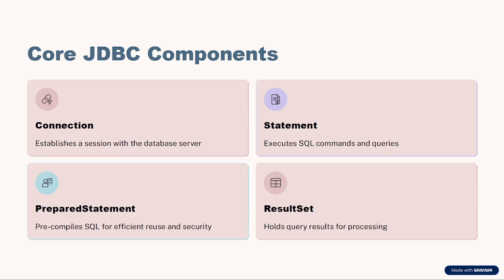And finally, we have ResultSet. When we run a query and get data back from the database, that data is stored inside a ResultSet object. So remember this tiny formula. Connection connects, statement sends SQL, prepared statement improves safety, ResultSet stores returned data. If you understand these four components, you already understand the basic architecture of JDBC.